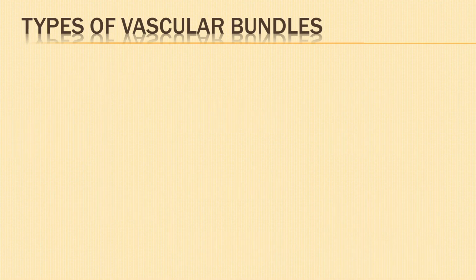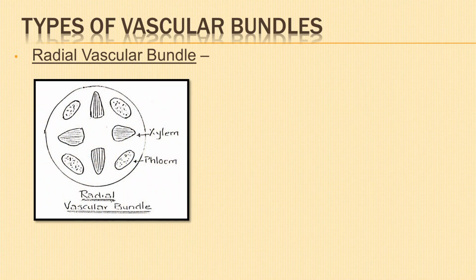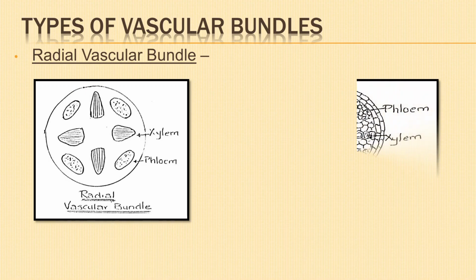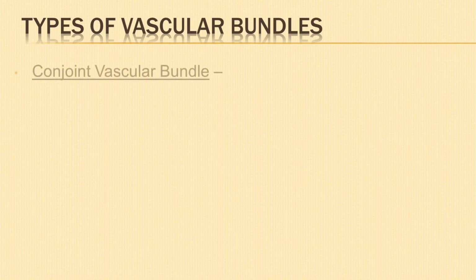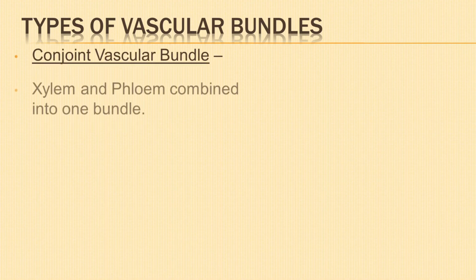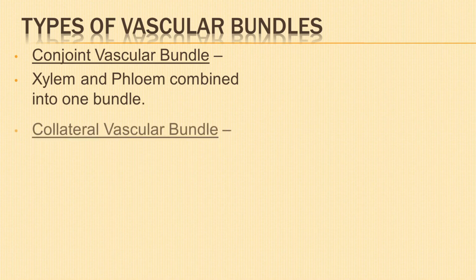Radial vascular bundle. Primary xylem and primary phloem strands are separated from each other by non-vascular tissues and they lie on different radii alternating with each other. Conjoint vascular bundle. In this type of vascular bundle, xylem and phloem combine into one bundle. They are of different types.